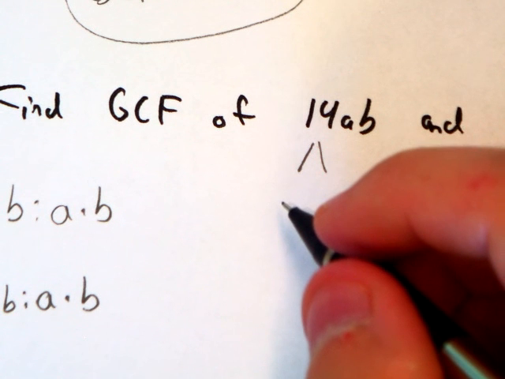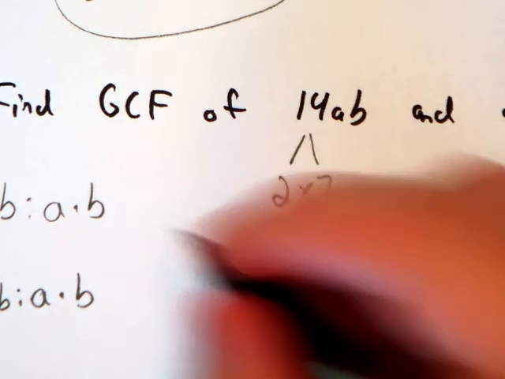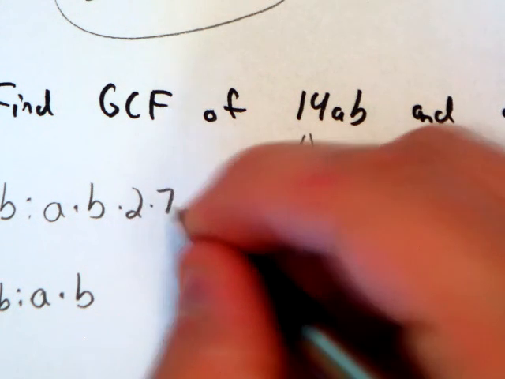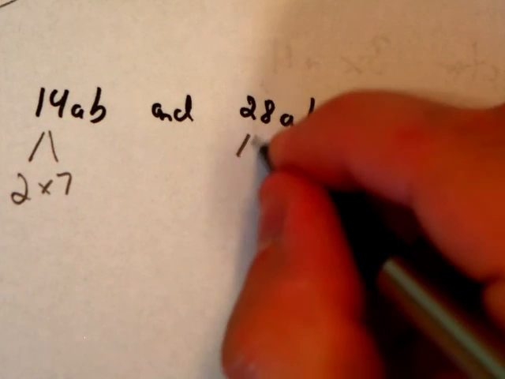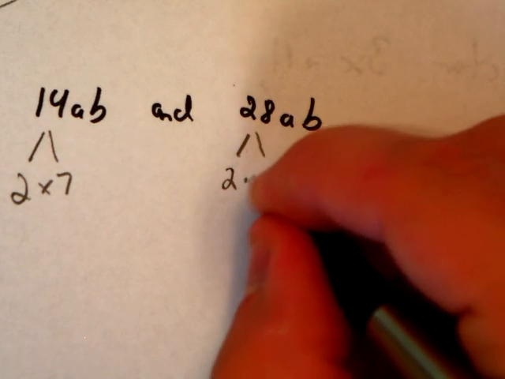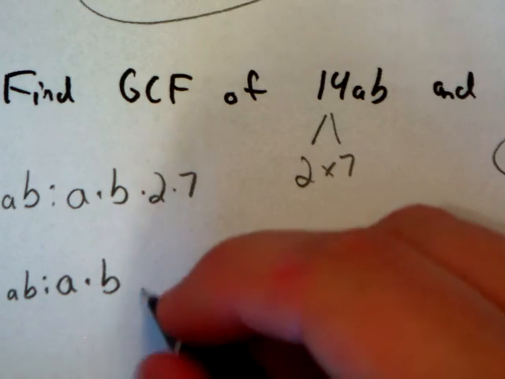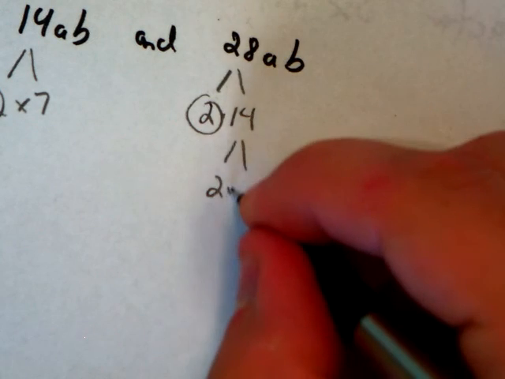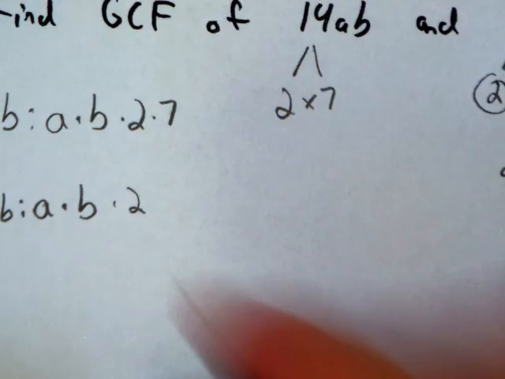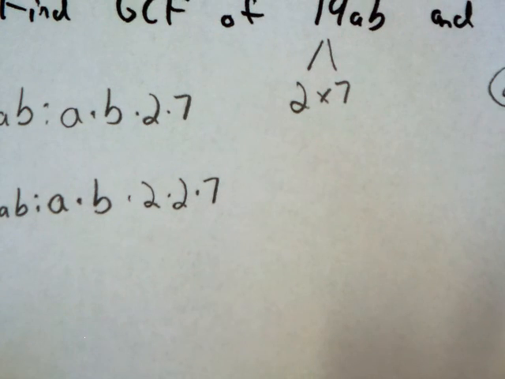14. So 2 times 7. Those are both prime numbers, so I leave it as 2 times 7. Over here at 28, I have 2 times 14. 2 is prime. And then 14 would be 2 times 7. And both of those are prime.